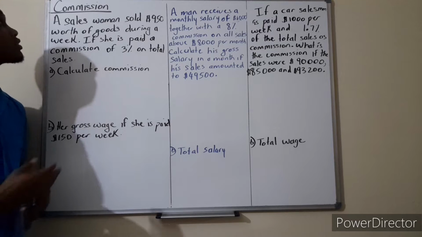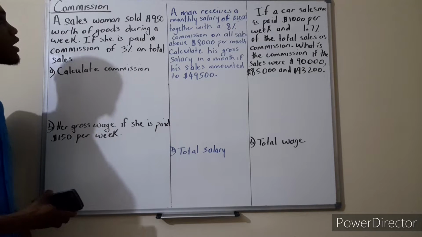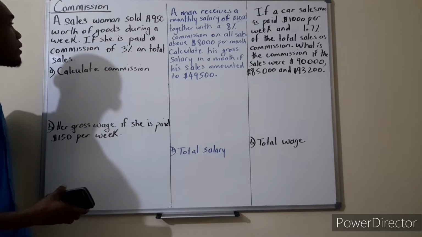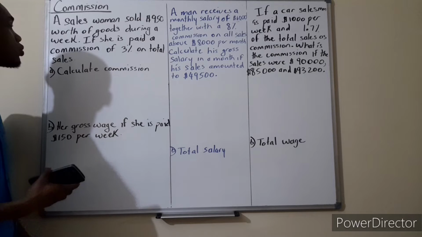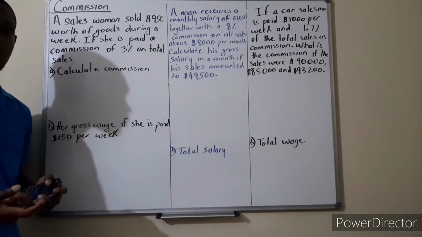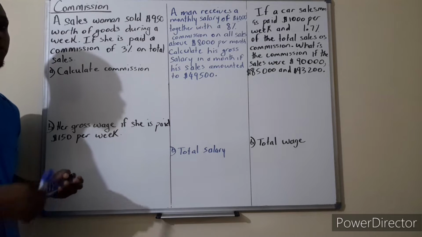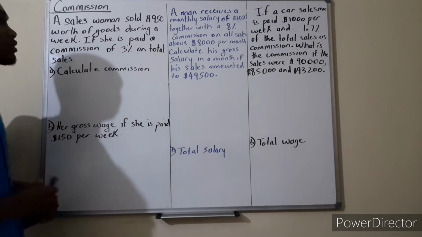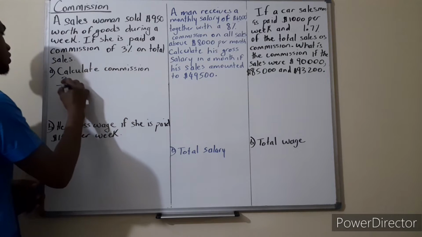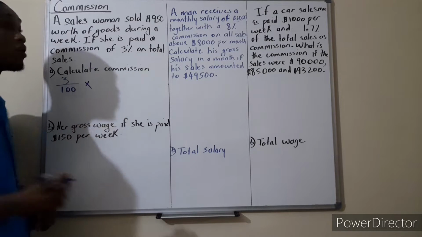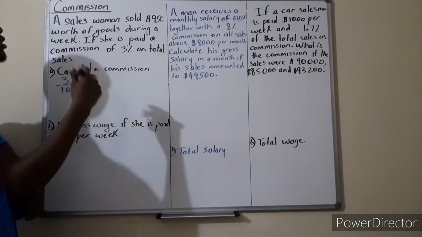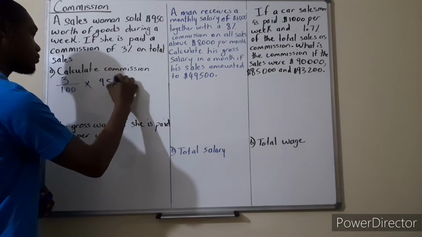So this first question says, a saleswoman sold $950 worth of goods during a week. If she is paid a commission of 3% on total sales, A, calculate the commission. So the commission is always a percentage amount of the total sales. If it says 3%, you just write your 3%. Whatever the percentage is, you put it over 100 and multiply it by the total sales that you are supposed to take the commission out of. So in this case, it's $950.